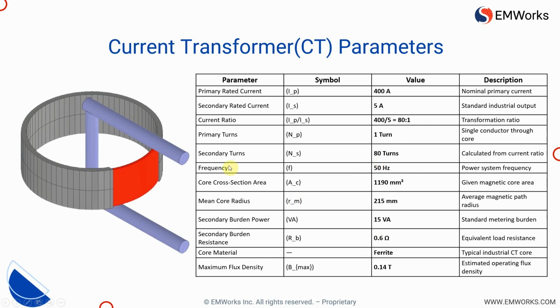The goal is to check how the transformer behaves under real operating conditions using finite element analysis. We will look at the main points that matter in practice: how flux flows in the core, whether the core starts to saturate, and how accurately the secondary current follows the primary current under different loads. With EMWORKS EMAG, we can directly see the magnetic field, induced voltage, and current transformation, and use that to verify the design before making a prototype.